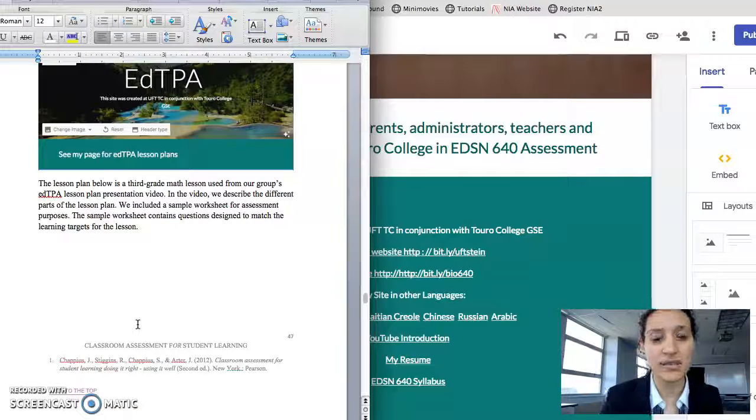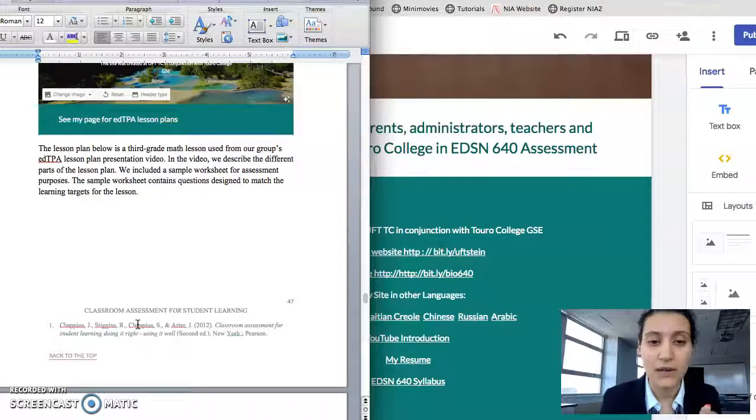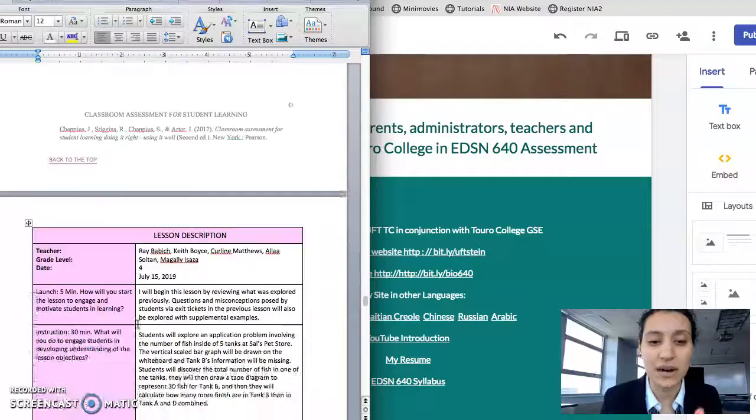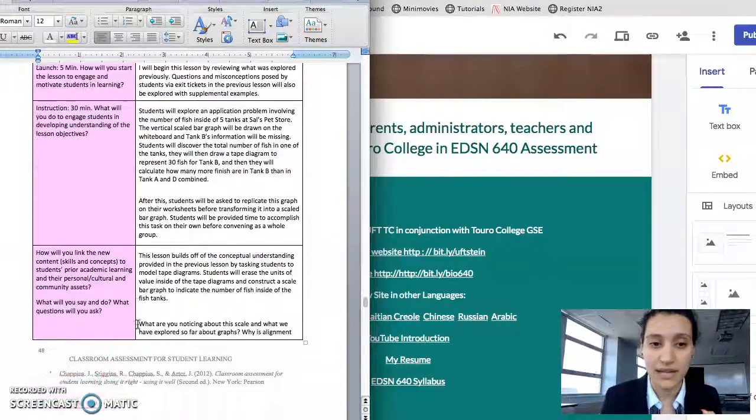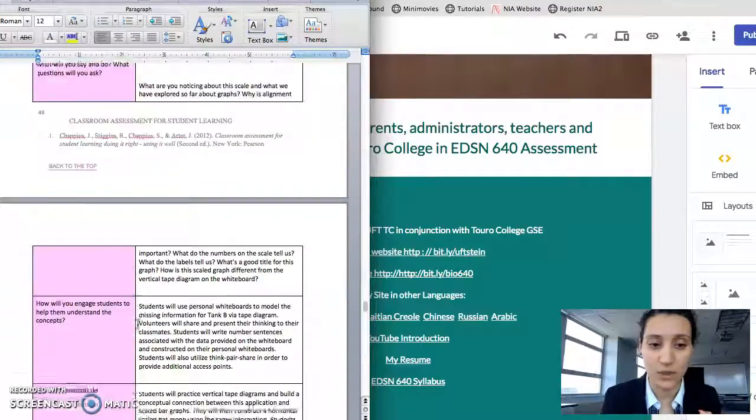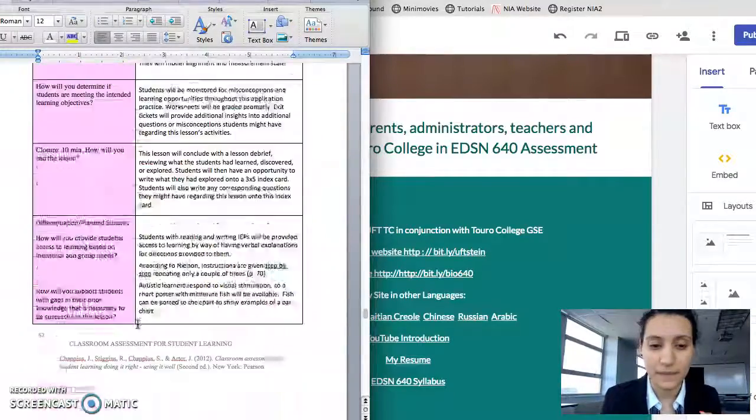In our lesson plan, we include a sample worksheet for assessment purposes. We designed the worksheet to meet the learning target, making sure that it matches. We have our lesson plan, and I've attached the lesson plan in my old document as well for you to see here.